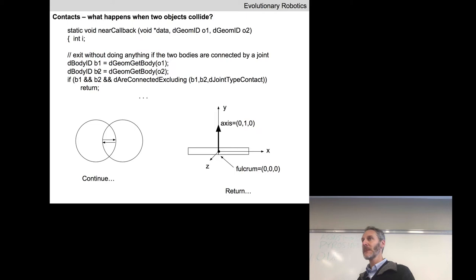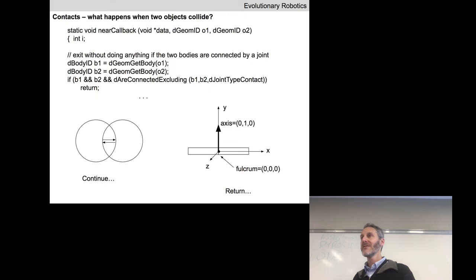And we are now going to ask a few questions about those two bodies. We know those two bodies are in contact, we know the two geoms are in contact with one another. If the bodies are connected by a joint, return, leave this callback function. They're supposed to be in contact and overlapping with one another. Ignore that event. There's nothing that you need to do.